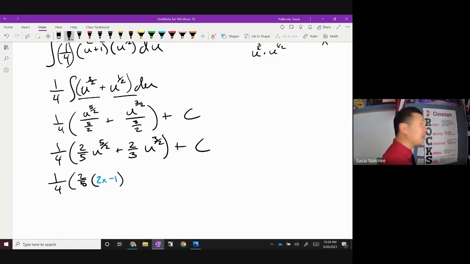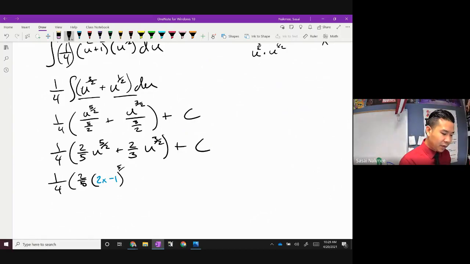2x minus 1 was what u was originally equal to. And my lights are still doing this here? That's creepy. To the 5 over 2 plus 2 over 3 times 2x minus 1 to the 3 over 2 plus c.